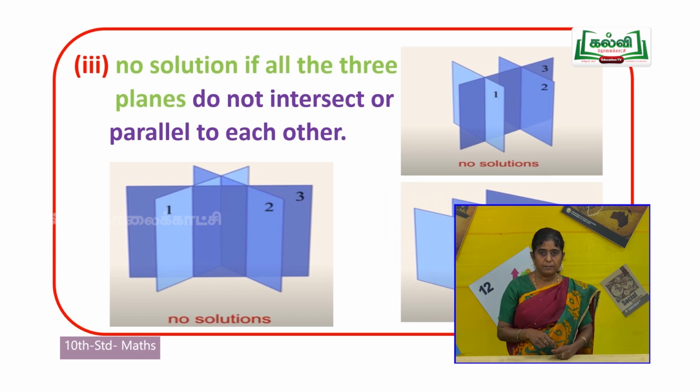Now see the third diagram. Plane 1, plane 2 and plane 3, all those three planes are parallel to each other. So they do not intersect. So this system of linear equations has no solution. I gave you the three diagrams for understanding.